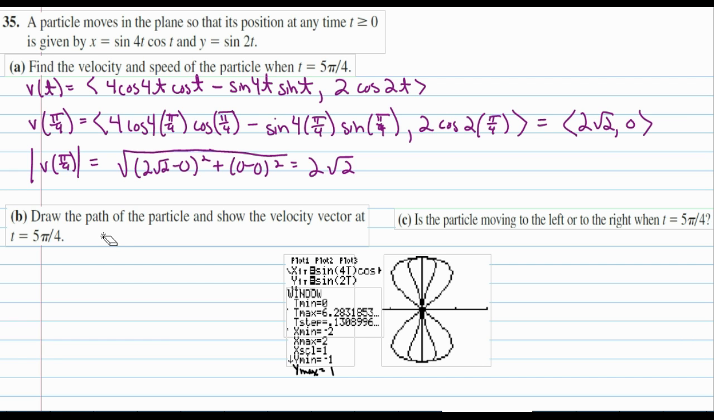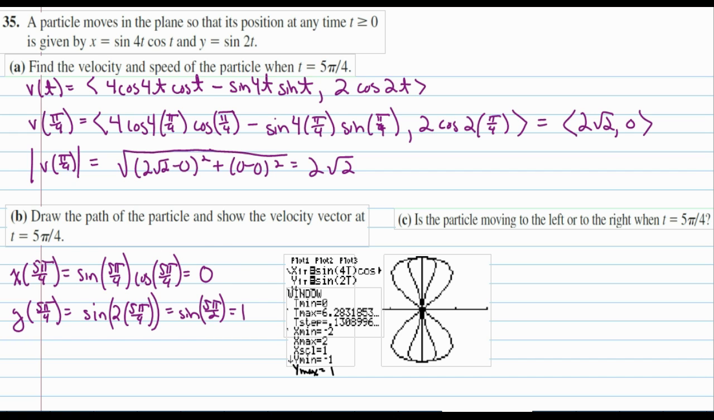Now we need to show the velocity vector at t equals 5 pi over 4. Well, I first have to figure out where 5 pi over 4 is in order to draw this vector. So I'm going to plug in 5 pi over 4 for my horizontal position parameter, and I get 0. For the vertical position, I get 1. So we're really dealing with the point (0, 1).